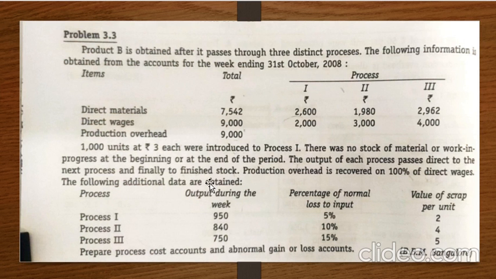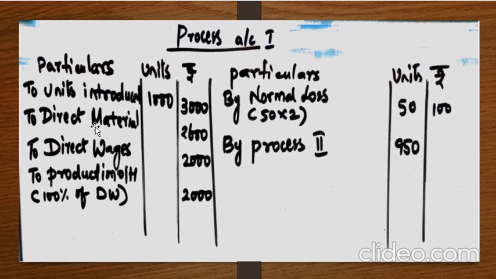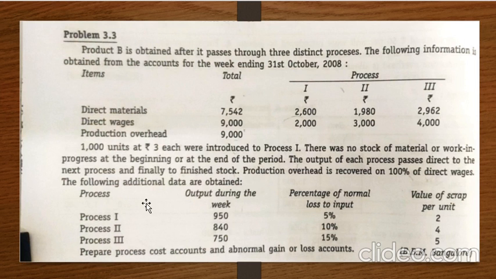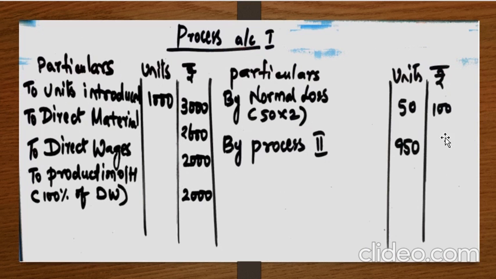Next, what is your next thing? You need to check how many units are being produced from that particular process. They have given here process 1 output during the week is 950. So they clearly stated 950 is going out of process 1. So you will record it here. By process 2. As you're transferring, the output of this process will be an input for your next process. So as it is going from process 1 to process 2, you will be writing by process 2 because they are the receiver. So how many units as per the question? They have stated 950 units. So you will write here 950.